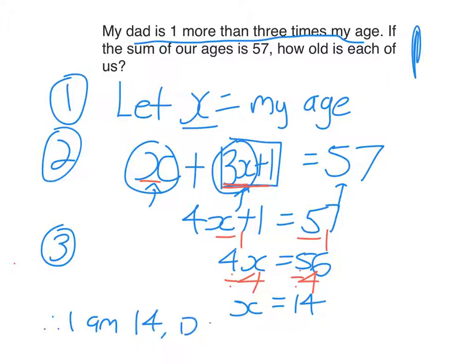So my dad would be 3 times my age plus 1. He would be 1 more than 3 times 14. So he'd be 3 times 14 plus 1, which is 43. So I'm 14, my dad is 43, our ages add up to 57.